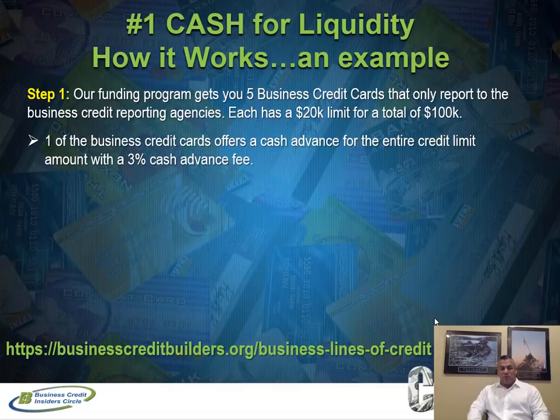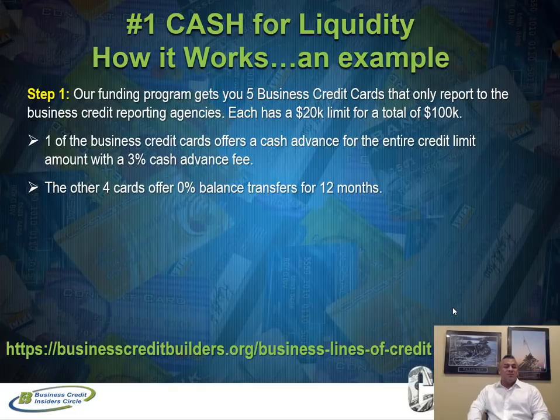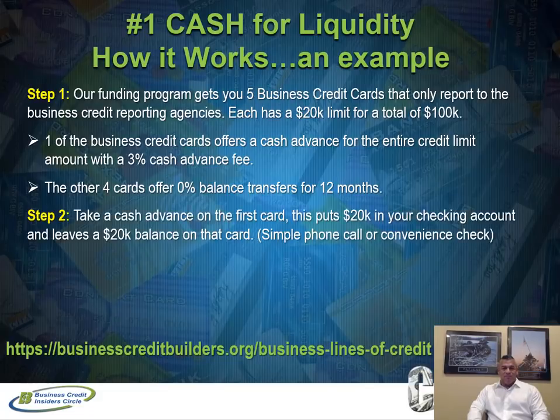So if you do pull that, how do you pull that cash out? It's very simple. You can make one phone call to the number on the back of the card, say you would like to do a cash advance, or sometimes they give you checks and you write a check, deposit it in your account, and it's just money in the bank. So it's really simple to do a cash advance. But let's say you take one card with the entire credit limit, and the other 4 cards that we got you have 0% balance transfer offers for 12 months. And this is just an example of how you utilize this strategy.